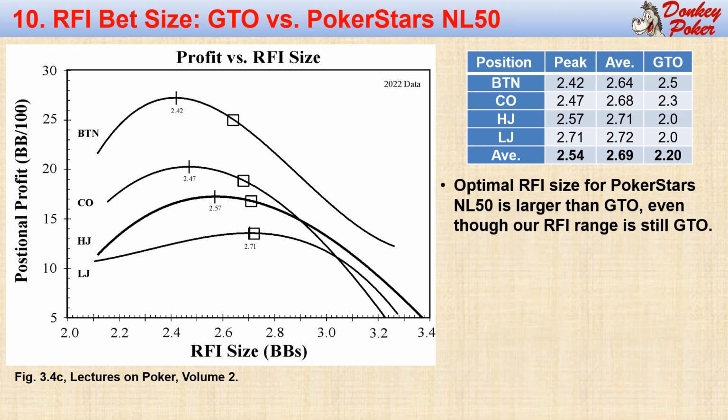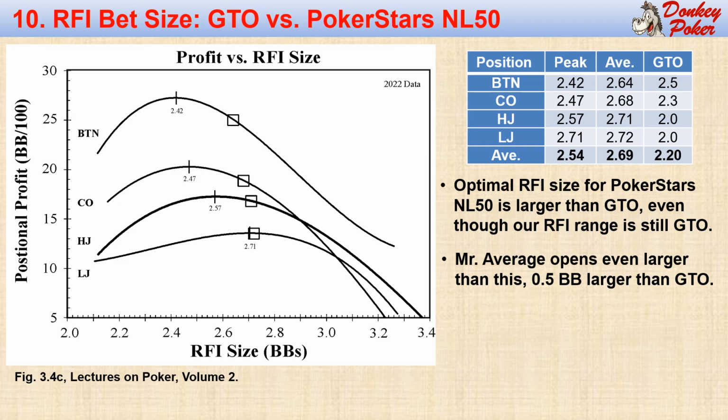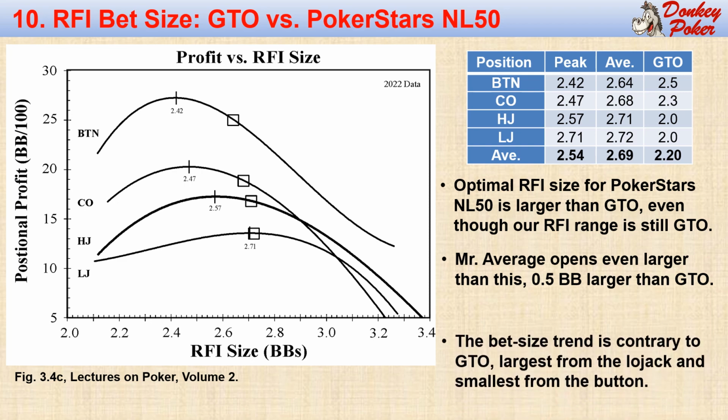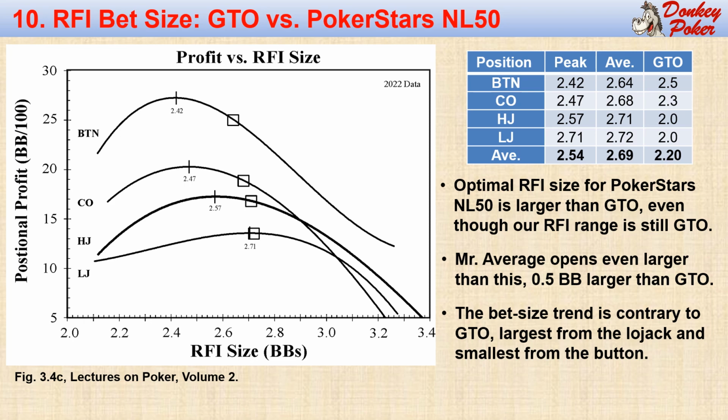First, we can see that the optimal RFI size is generally larger than GTO, an average of about 3/10 of a big blind larger than GTO. This is true even though the optimal RFI ranges remain close to GTO values. Not surprisingly, the average player opens too large, about half a big blind larger than GTO and a quarter of a big blind larger than optimal. We can also see that the bet size trend is contrary to the GTO trend, with the largest optimum size for a low jack open and the smallest optimal size for a button open.